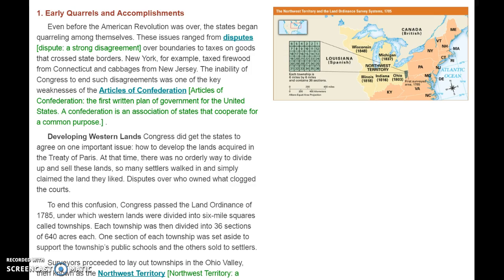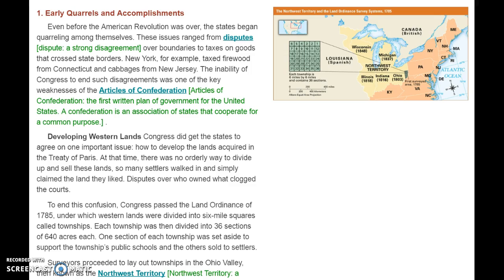Even before the American Revolution was over, the states began quarreling among themselves. These issues ranged from disputes over boundaries to taxes on goods that crossed state borders. New York, for example, taxed firewood from Connecticut and cabbages from New Jersey. The inability of Congress to end such disagreements was one of the key weaknesses of the Articles of Confederation.